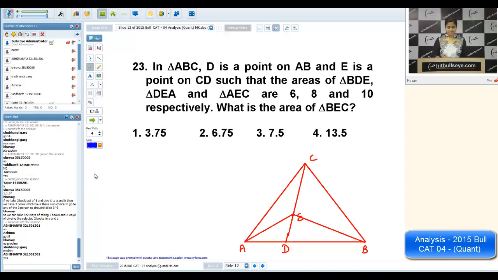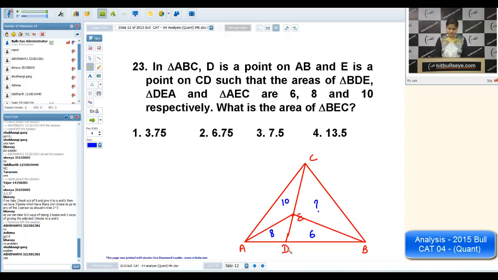Now what is the thing given? The triangle BDE area is 6. Triangle DEA area is 8. AEC area is 10. And this is unknown. This I am taking as question mark. We want to find this question mark value.